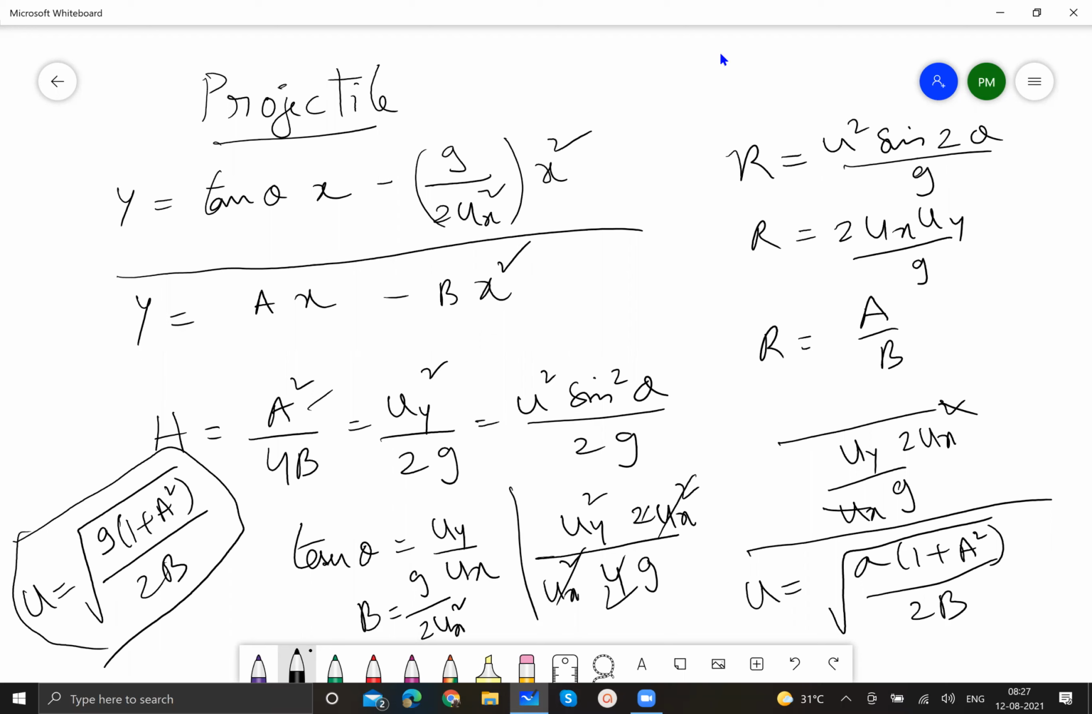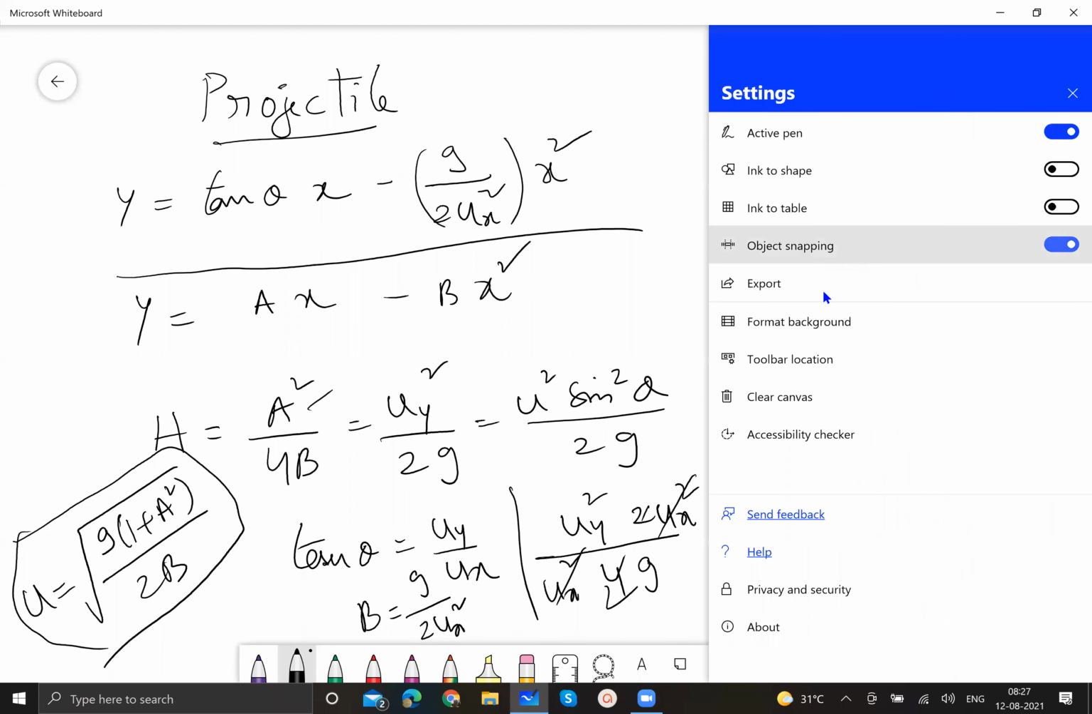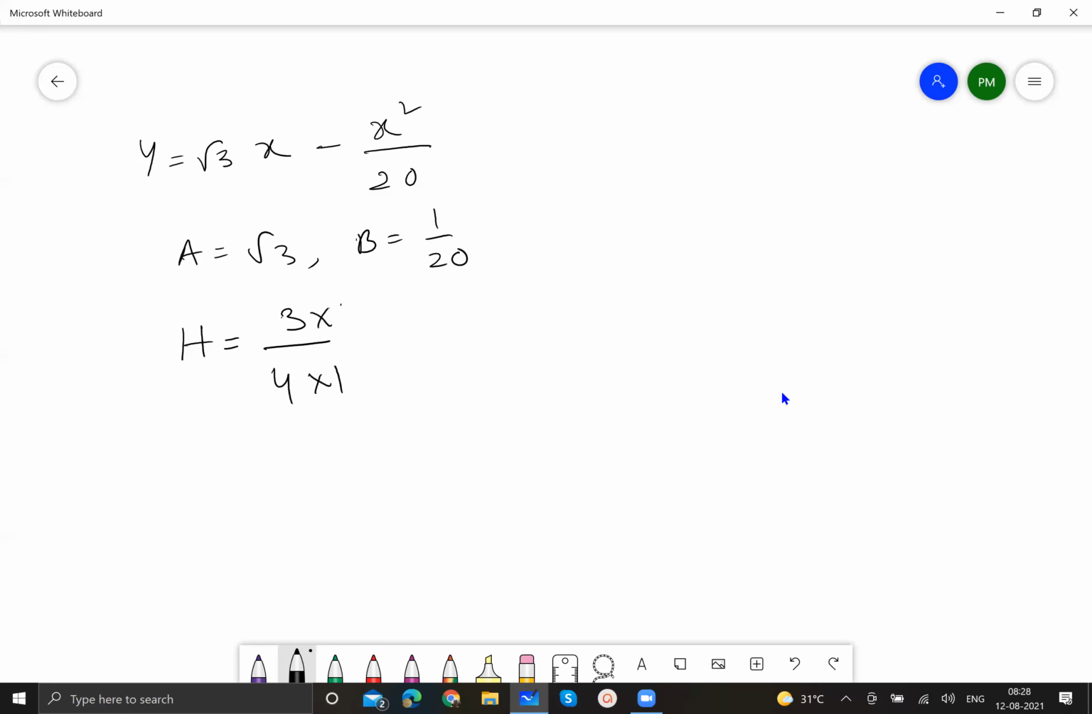Now we'll do a simple model based on this. A standard model only: y is equal to root 3 x minus x square by 20. So here a is equal to root 3, b is equal to 1 by 20. h is equal to a square by 4b, which is 3 by 4 into 1 by 20, so 15 meters.